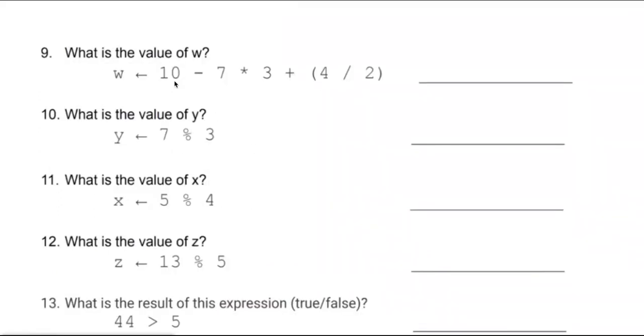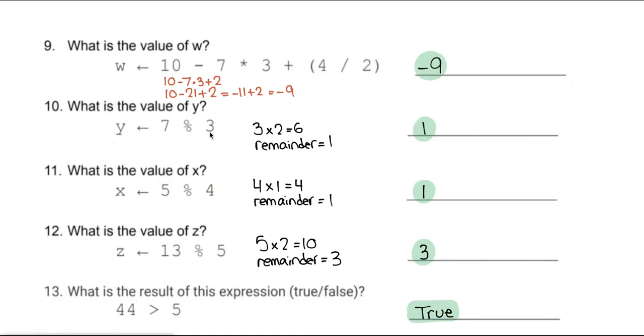These are similar. We have order of operations for number 9. 10 through 12 are all about mod, which is when the number on the left is being divided by the number on the right, and you write the remainder as the answer. So number 9, when you do order of operation, should have been -9. We can see here that 3 goes into 7 twice, which makes 6, and has a remainder of 1. 4 goes into 5 once, that makes 4, and it has a remainder of 1. 5 goes into 13 twice, that makes 10, and that has a remainder of 3.